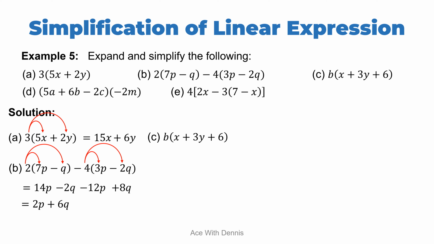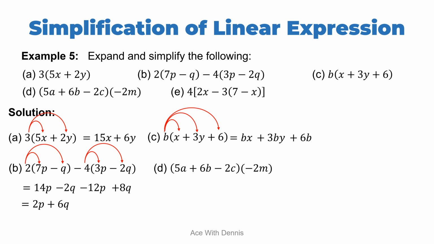C. b bracket x plus 3y plus 6. So b times x, we get bx. B times 3y, we get 3by. B times 6, we get 6b. For D, bracket 5a plus 6b minus 2c times negative 2m. So negative 2m times 5a, we get negative 10am. Negative 2m times 6b, we get minus 12bm. Negative 2m times minus 2c, we get positive 4cm.